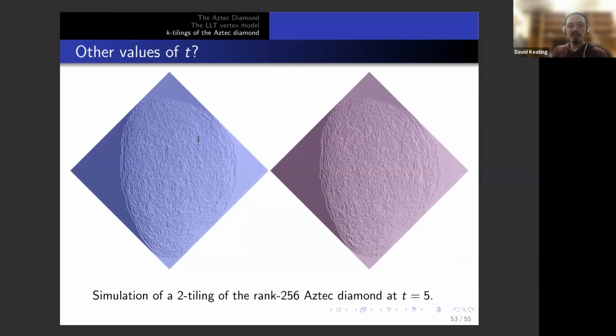But outside of those special values, t equal to 1, t equal to 0, and t goes to infinity, I can't really say much of anything about the model. I did some simulations, and you get these interesting looking limit shapes. Here is t equal to 5, a rank 256 Aztec diamond, and a 2 tiling. You see some cusps forming down here, and it's still this strange egg looking shape, but I can't say anything precise at all.